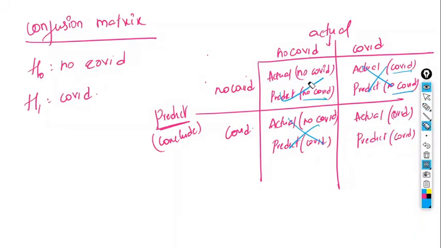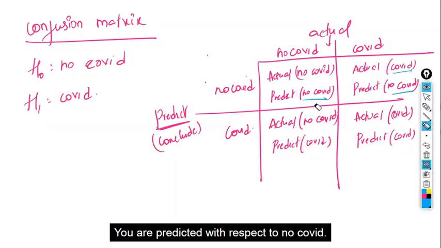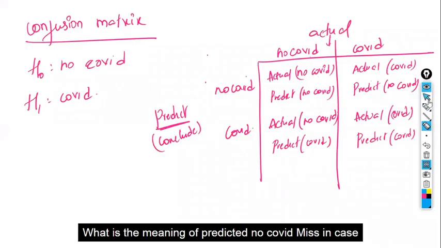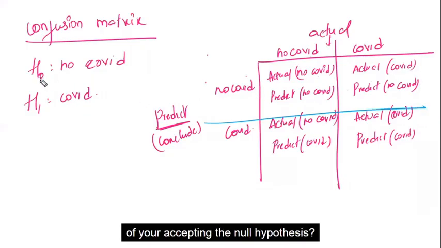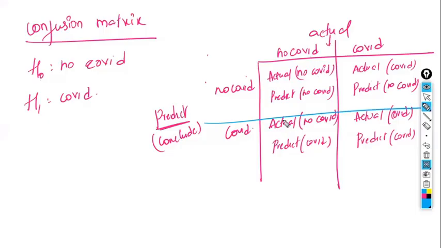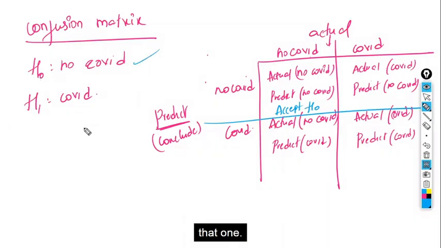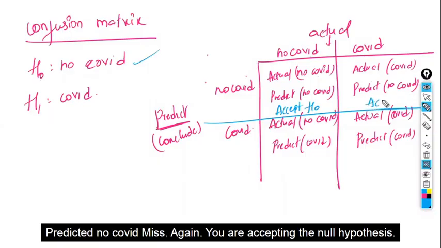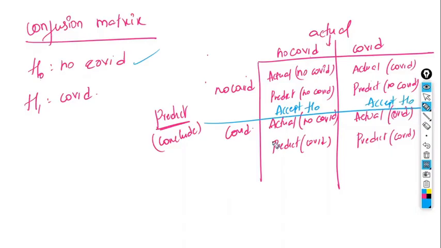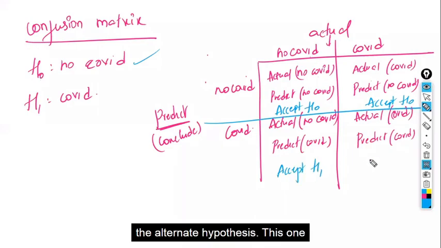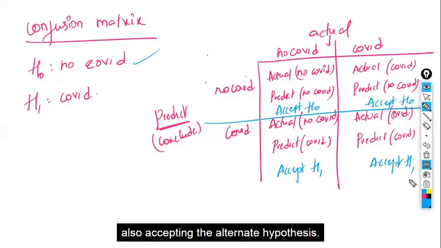Now, here, what is the meaning of predicted no COVID? It means you are accepting the null hypothesis. Whatever you have predicted, you are accepting that one. Predicted no COVID means you are accepting the null hypothesis. You are predicting COVID means you are accepting the alternate hypothesis. This one also, accepting the alternate hypothesis.